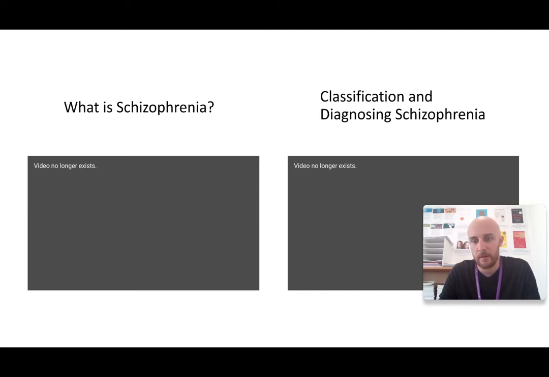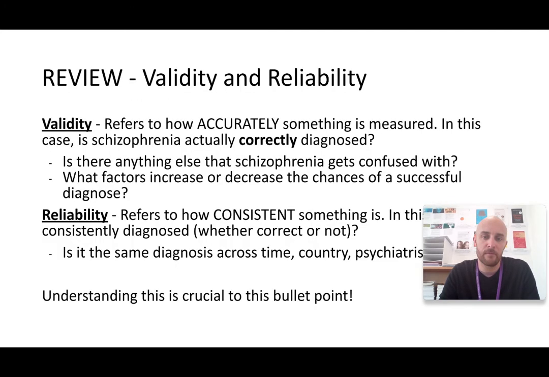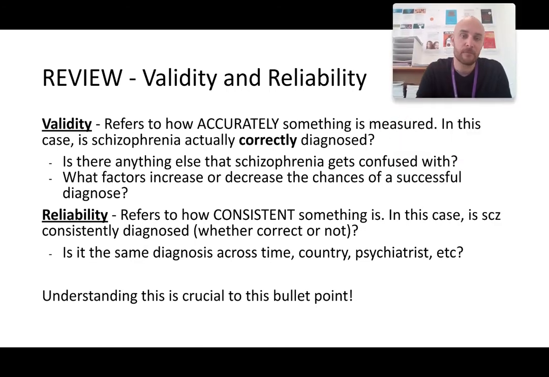But let's have a bit of a recap. We need to start from the very beginning. We need to understand what validity and reliability is. Taking you back to first year, validity is about accuracy. Are we accurately diagnosing something? Do doctors accurately diagnose schizophrenia? That's the diagnosis. Is the classification of schizophrenia accurate? What we mean by the classification is the DSM, which is what you looked at hopefully in the last screencast. Is that actually what schizophrenia is?